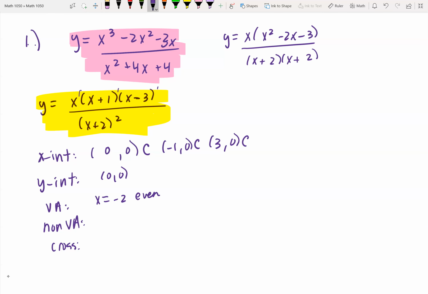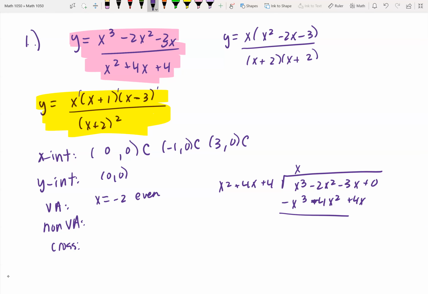People are getting a little confused about this. You use the multiplied out version of the bottom, and then the multiplied out version of the top. You're missing a constant, so I'm going to add a 0. What do I multiply by x squared to get x cubed? That's an x. So it's x cubed plus 4x squared plus 4x. Change my signs. Those cancel.